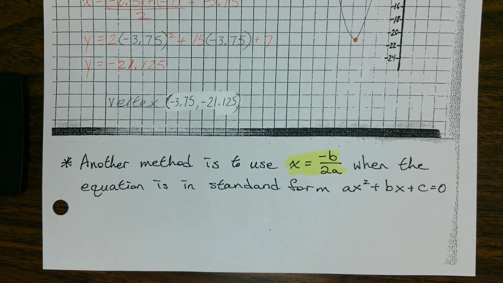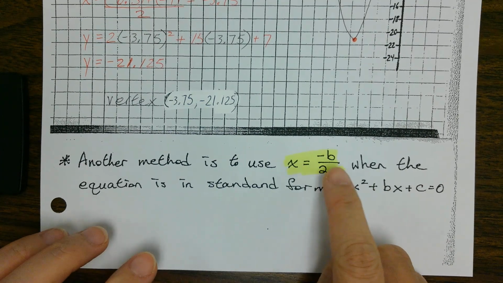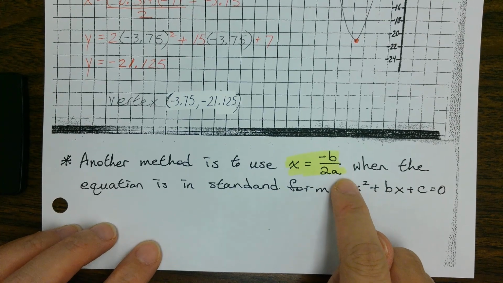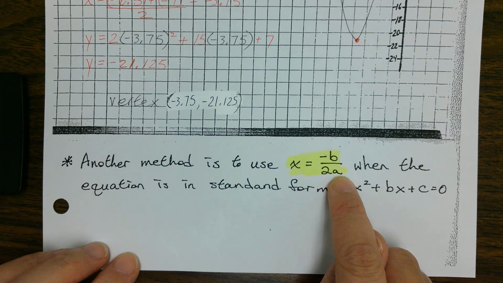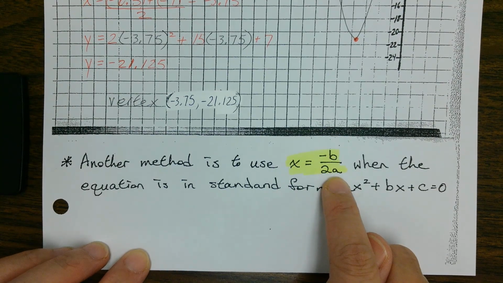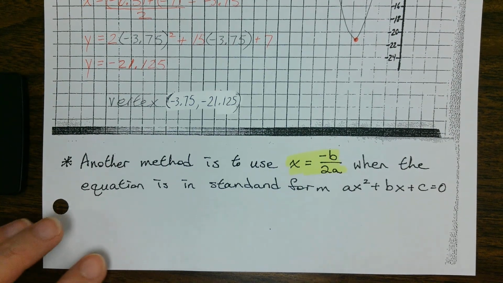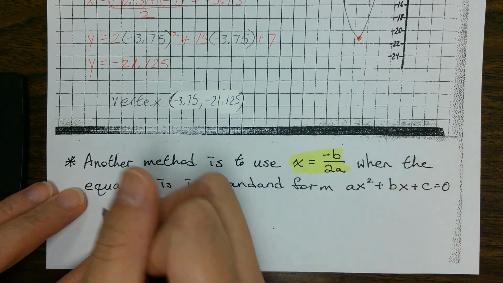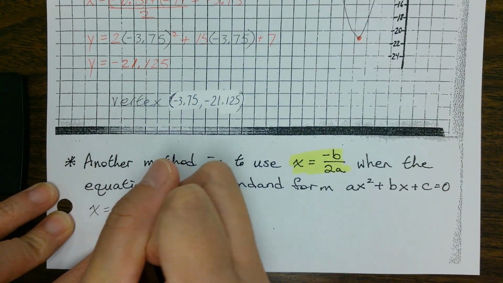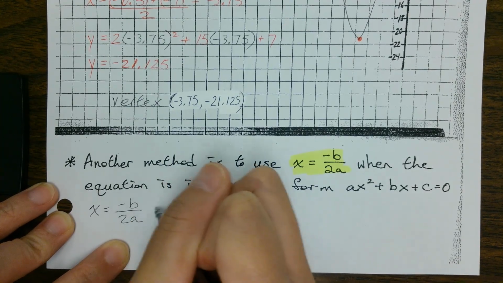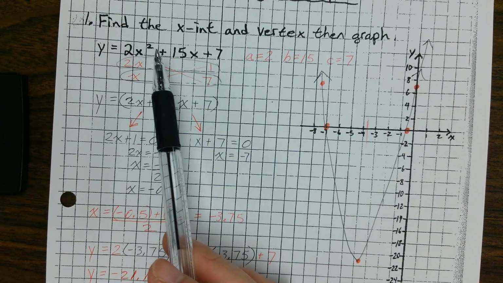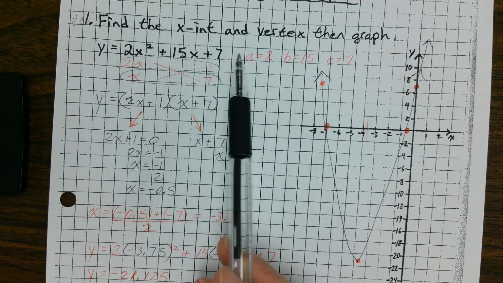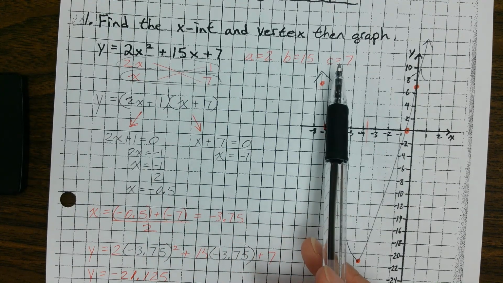Alright, so there is another method we could use to find the vertex. Remember this? This was from the first lesson of this chapter when we did complete the square on a standard form. We came up with this. So let's see, if we use this, let's see what we get. X equals negative b over 2a. At the beginning of class, I was asking you guys what was the a, b, and c. Then you guys told me a was 2, b is 15, c is 7.